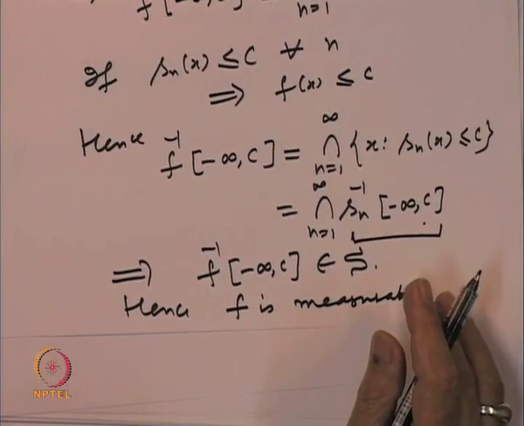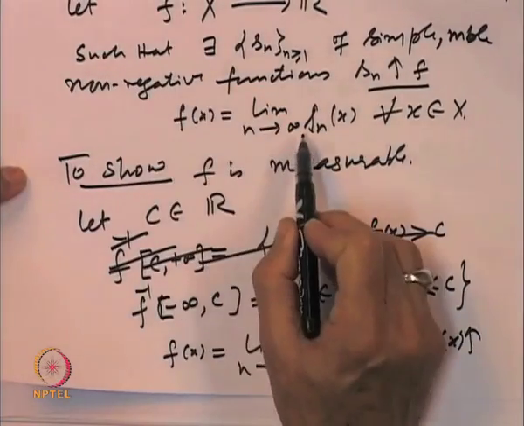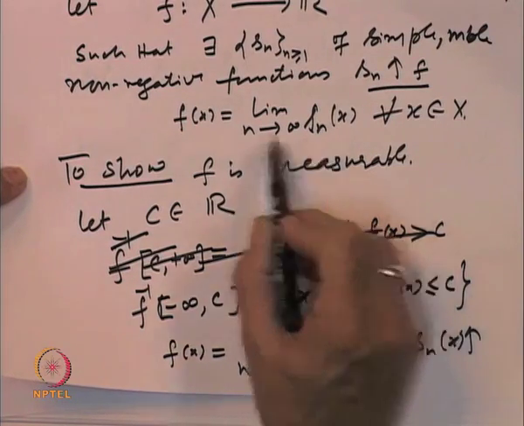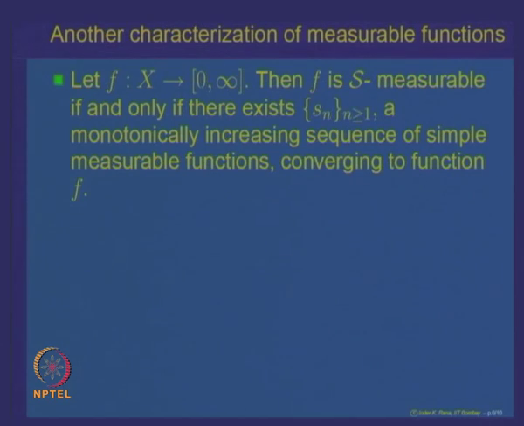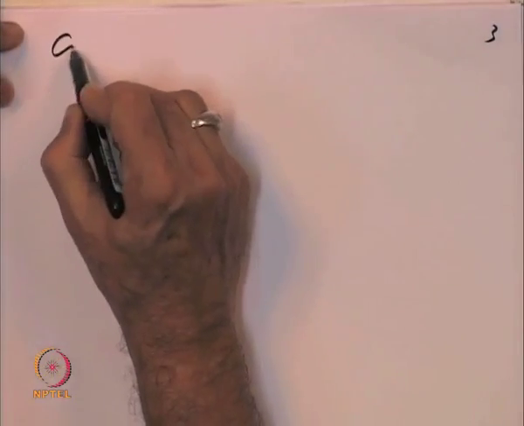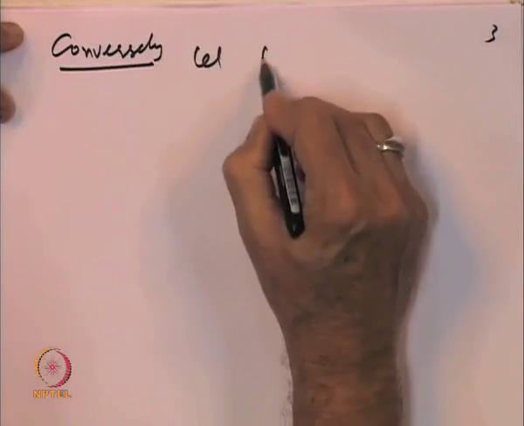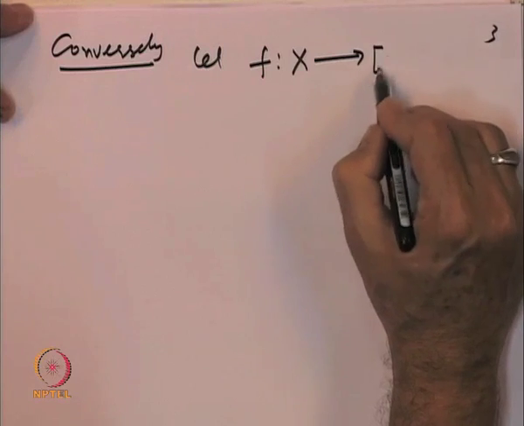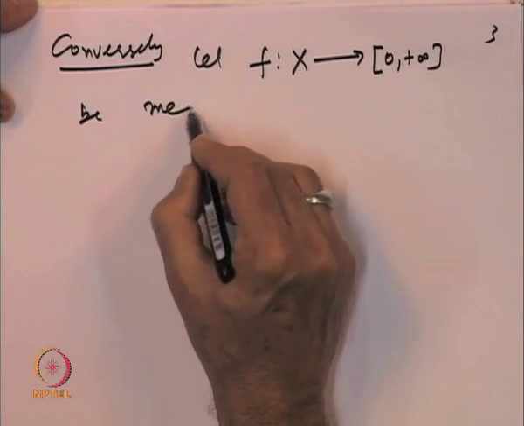So, what we have shown is, if f can be written as a limit of an increasing sequence of non-negative simple measurable functions, then f is measurable. Let us look at the converse part of it, which is going to be slightly not so obvious. So, conversely, let f from X to 0 to plus infinity, a non-negative function, be measurable.